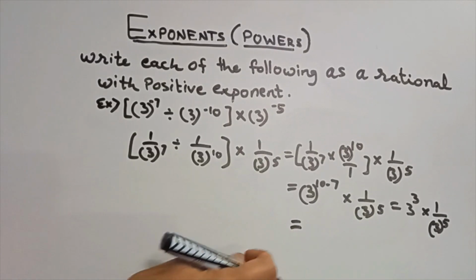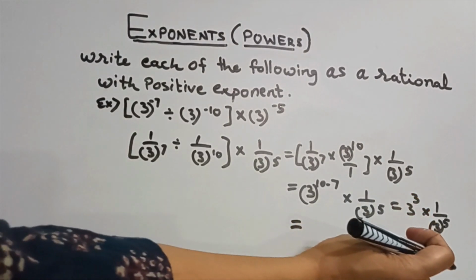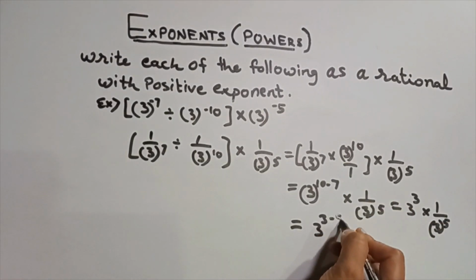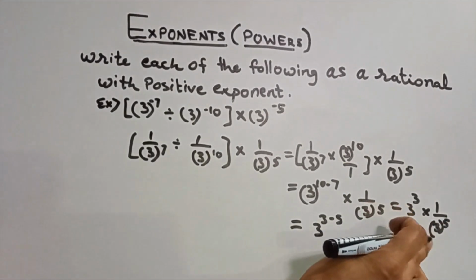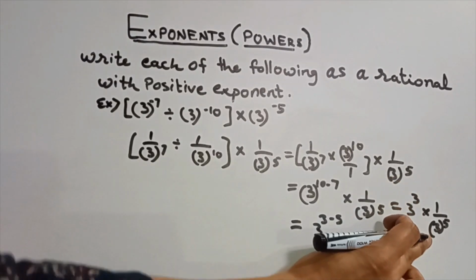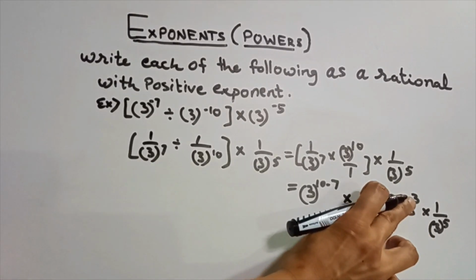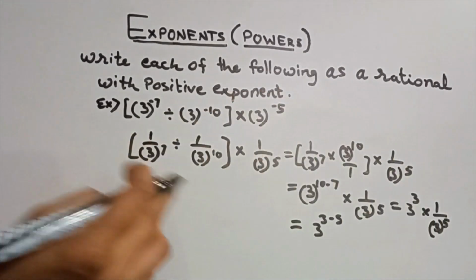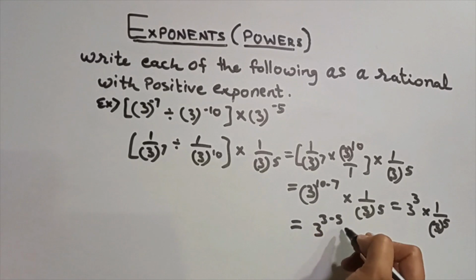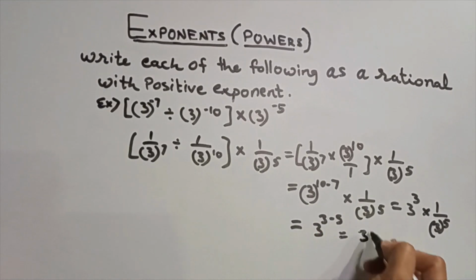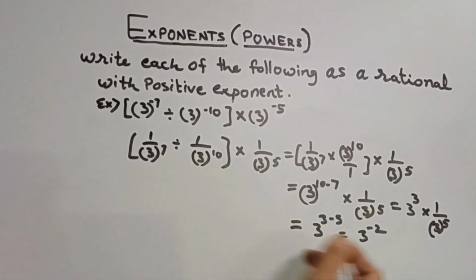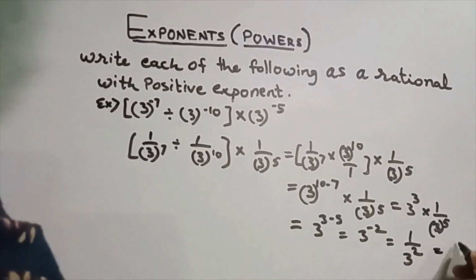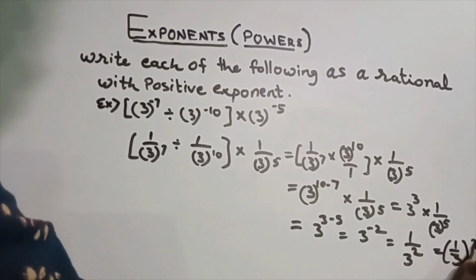This is 3 raised to 3 upon 3 raised to 5, which means 3 raised to 3 minus 5. So x raised to n upon x raised to m gives x raised to n minus m, which is 3 raised to minus 2, which you can write as 1 by 3 the whole square.